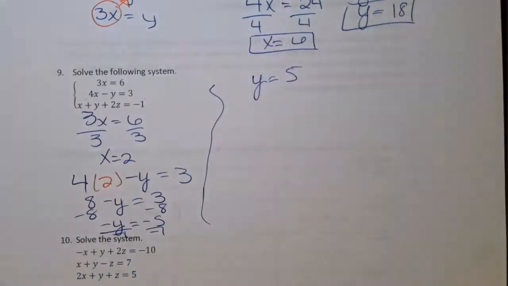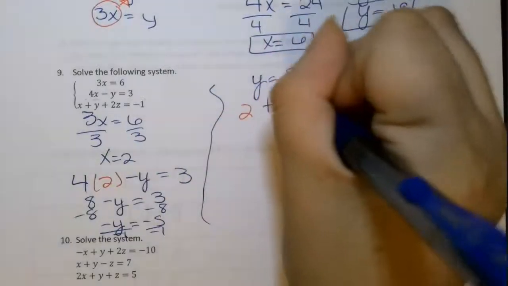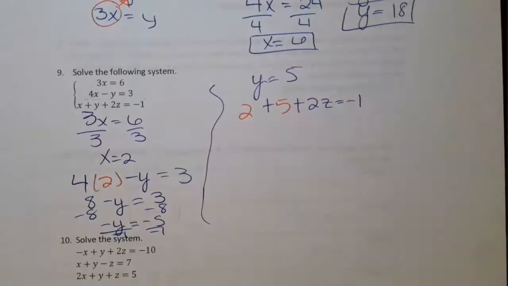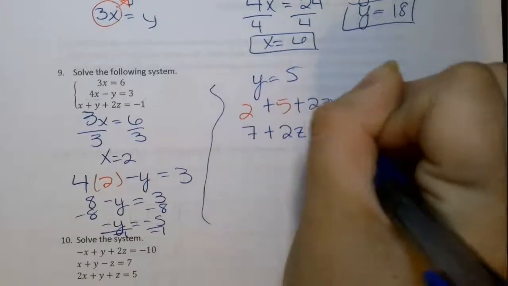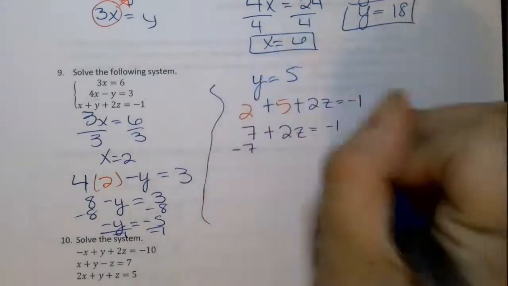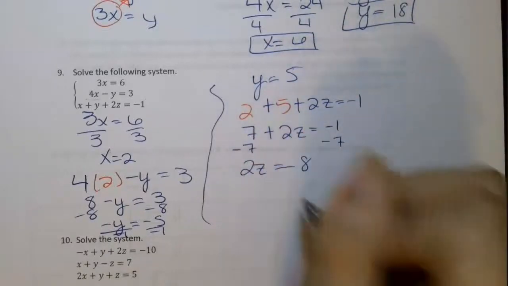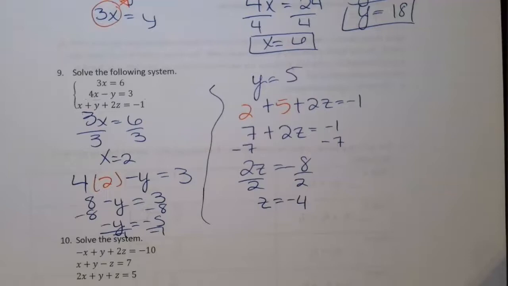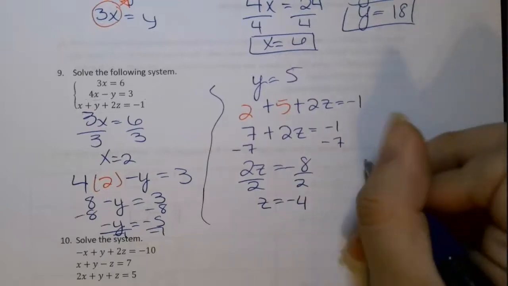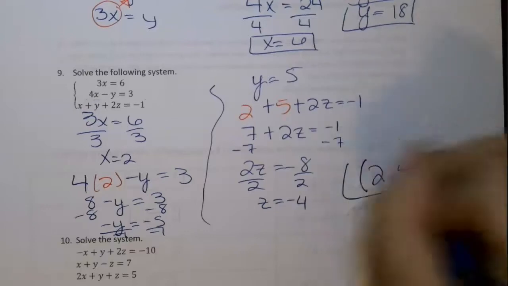Then I'm going to go ahead and plug into my bottom equation. So I have 2 for x, 5 for y, and then plus 2z equals negative 1. I want to solve for z here, so I can start by combining like terms. I have 7 plus 2z equals negative 1. I want to subtract 7 on both sides. I get 2z equals negative 8. Then I divide both sides by 2, and I get z equals negative 4. So just like before, when I wrote my coordinate points in alphabetical order, this one still gets written in alphabetical order. I have positive 2, positive 5, negative 4.